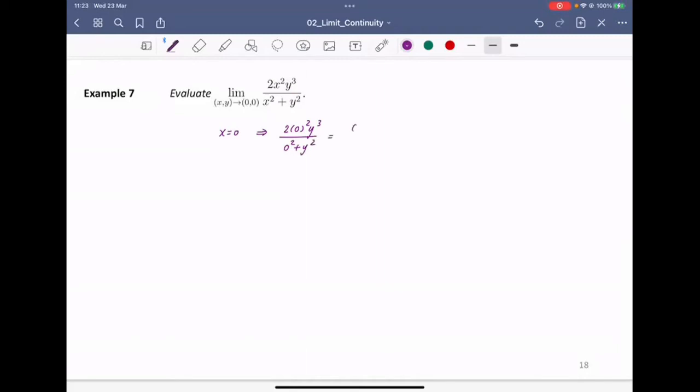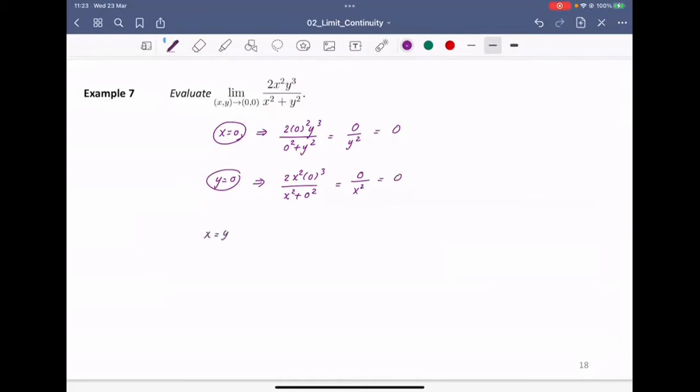And then, on the top you get 0. The bottom you get y squared. If I pick the line x equal to 0, the limit is going to be 0. And then if I pick y equal to 0, it's going to be 2x squared times 0 cubed over x squared plus 0 squared. This is going to give you 0 over x squared. Oh, wow, the limit is going to be 0 as well. Shouldn't be so bad over there.